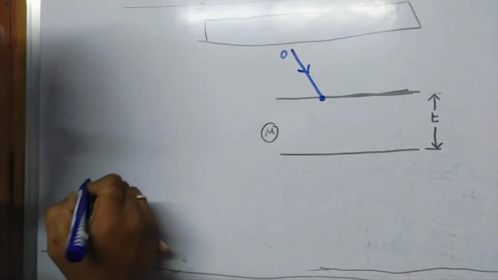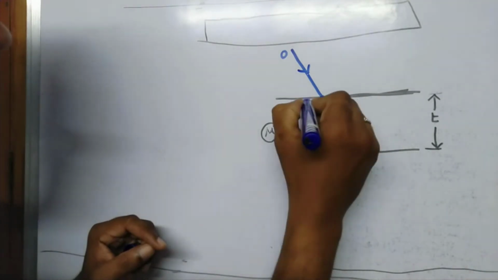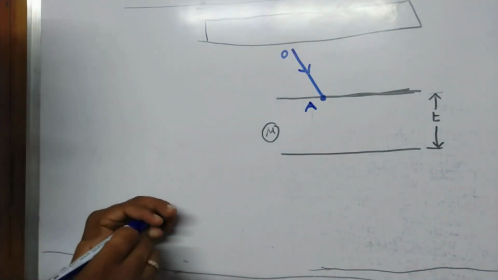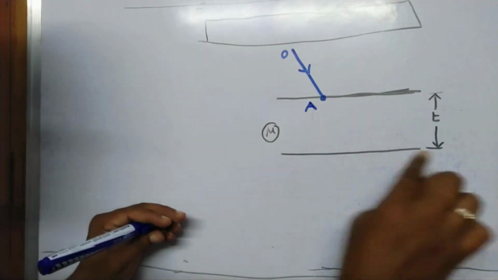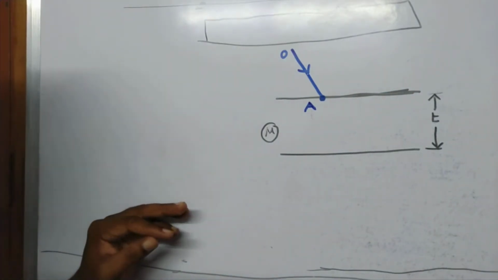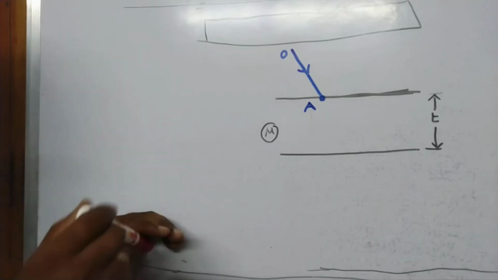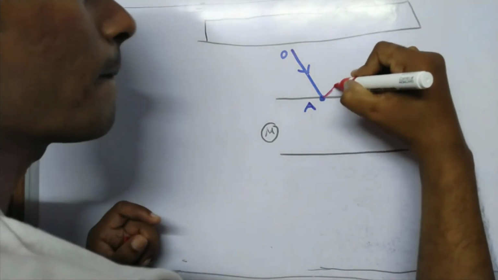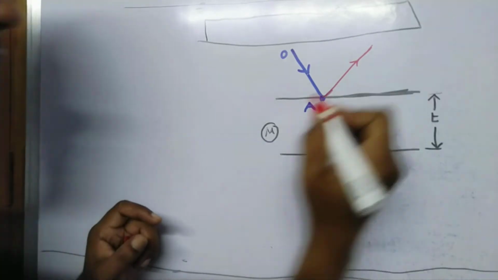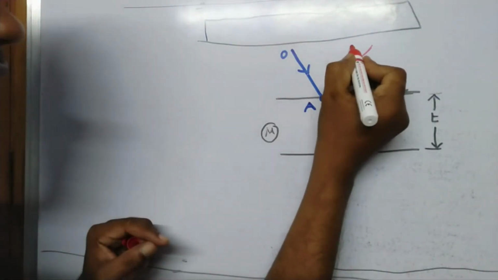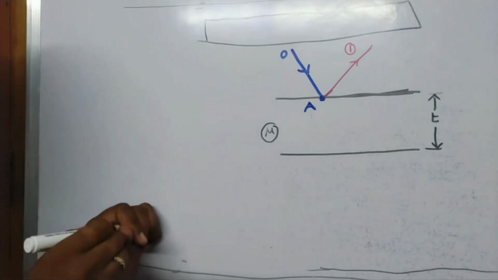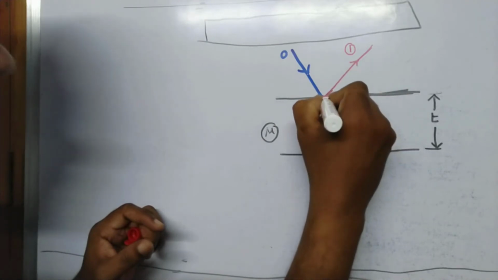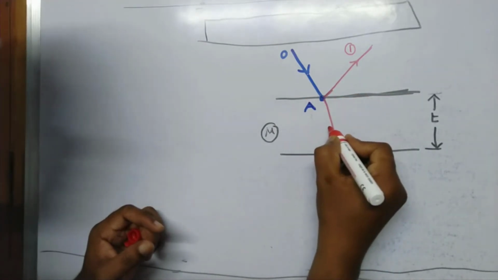this point. If I take this point as A, OA is an incident light ray. Whenever it falls on this transparent parallel thin film of refractive index mu, what will happen? Light obviously will get reflected. So the reflected light is going like this. This is reflected light ray 1. But again, the light ray not only reflects here, it also gets transmitted downward.